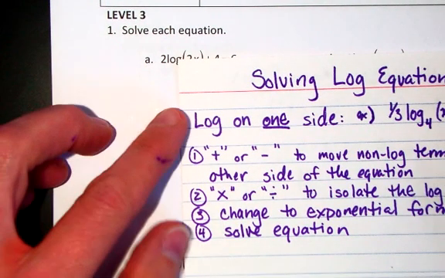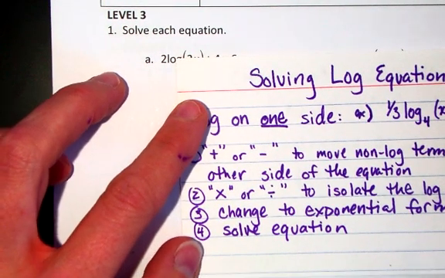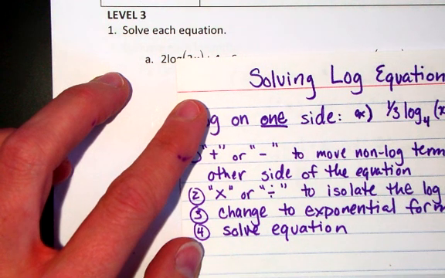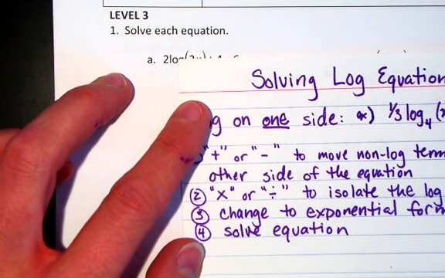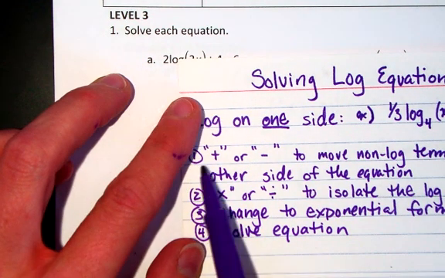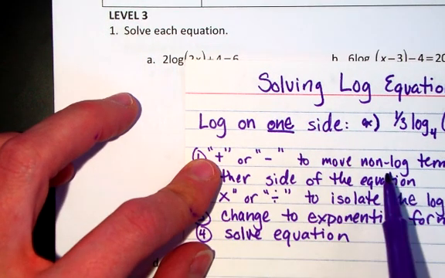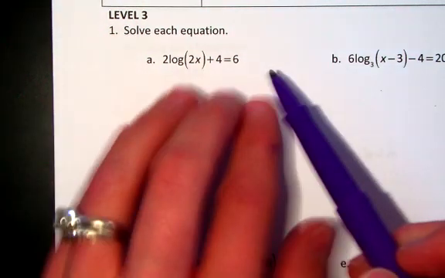So I'm going to show you guys how to use this card. At some point, obviously, before the quiz, you want to make sure to have these steps memorized. But the nice thing about this is it is very step-by-step. So as long as you can use the properties, you should be good to go. Okay, so the first step is to add or subtract to move the non-log term to the other side of the equation. So let's take a look at A here.